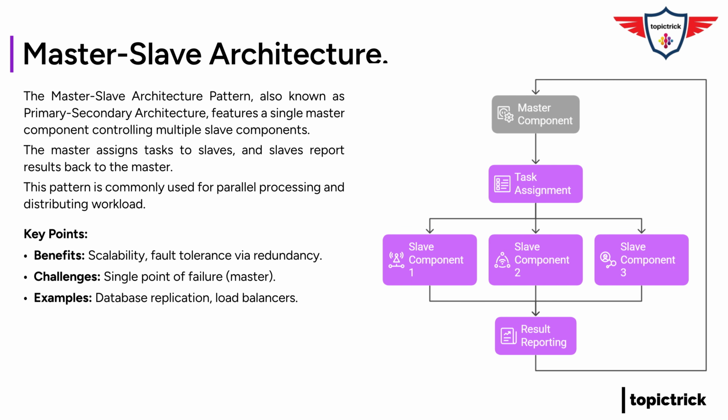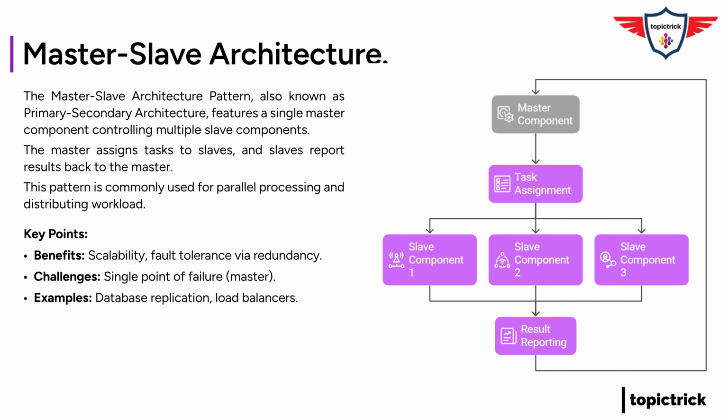Sometimes it's called primary-secondary architecture. This one sounds like a classic division of labor. Ooh, like a construction site. You have your foreman, that's the master, and they assign tasks to the workers, the slaves. The foreman coordinates and oversees the whole project, while the workers do their assigned tasks and report back.